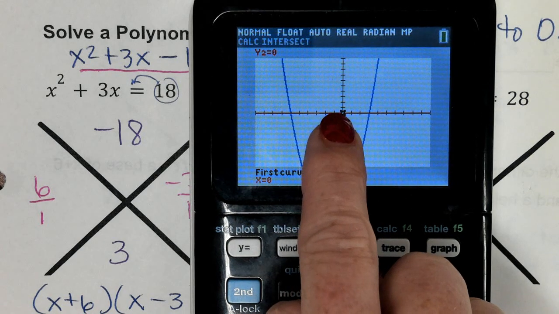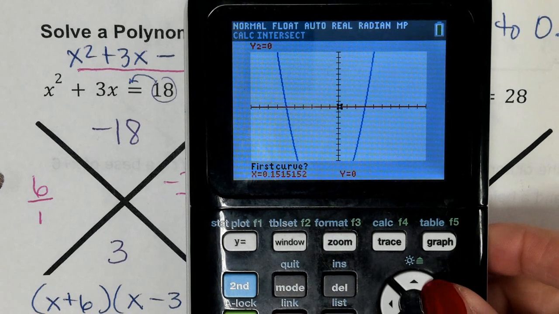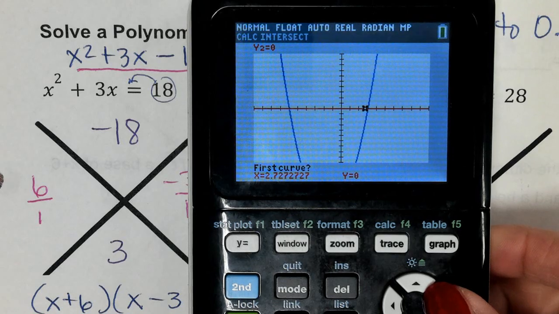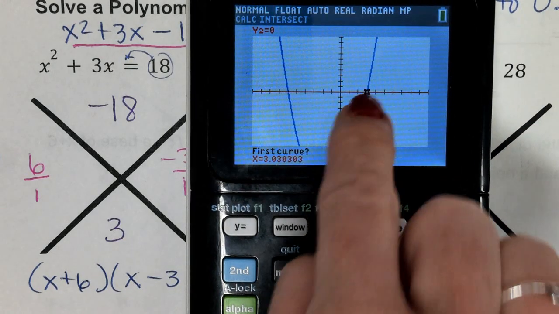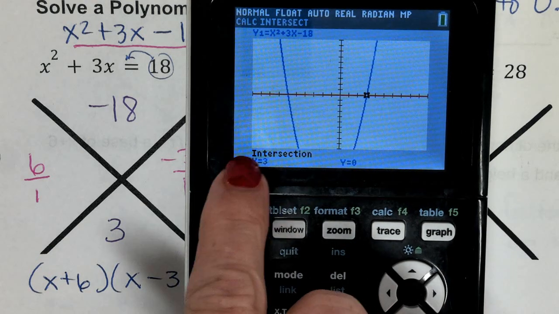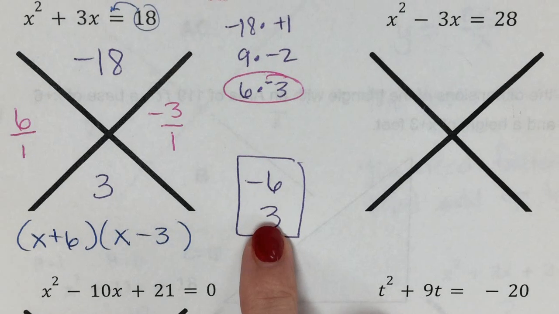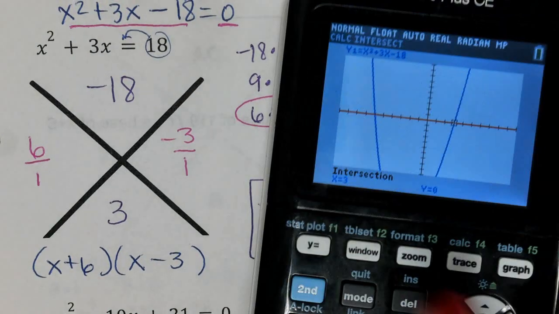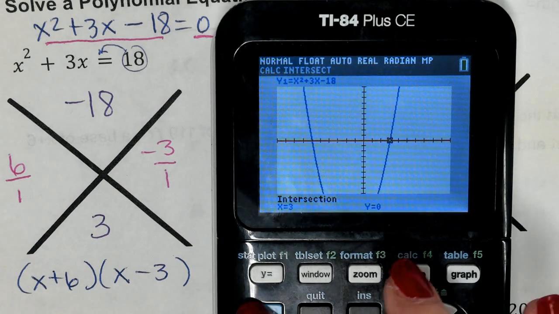See this little arrow, the little X that popped up? Arrow over to the first one. You don't have to be perfectly on it. You just have to be telling it, hey, I want this intersection. Hit enter, enter, enter. It gave us x equals. Is that one of our answers? Yes. Okay, now if I want this one, I have to hit second trace 5 again.